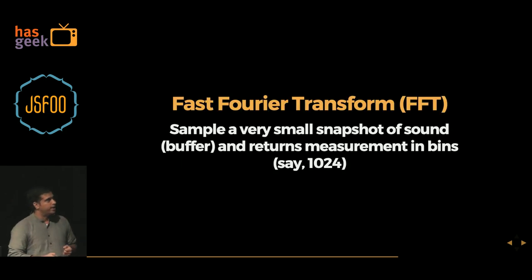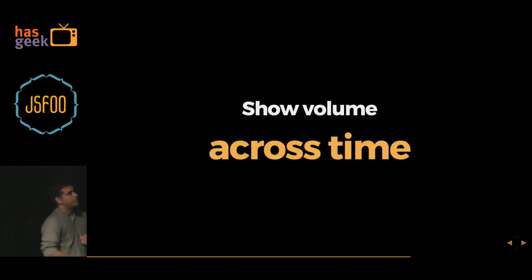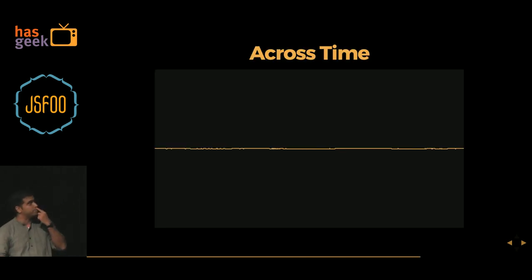And to do that, we will need something called a fast Fourier transformation. We don't need to really go into it, but it's really taking a small snapshot of the sound. So capture the sound snapshot and just look at all the volumes across those frequencies. In this case, we'll use 1024 bins and just say how the volume is. So right now, looking at volume across frequency or time. So let's start with time. So we'll just show volume across time.